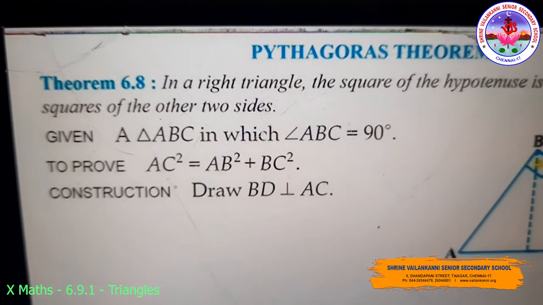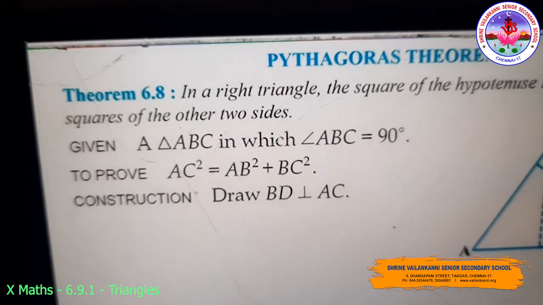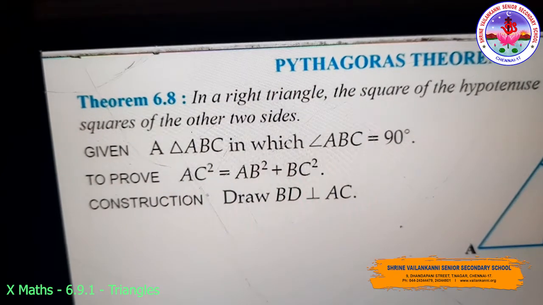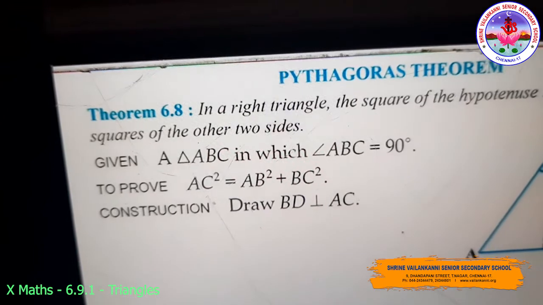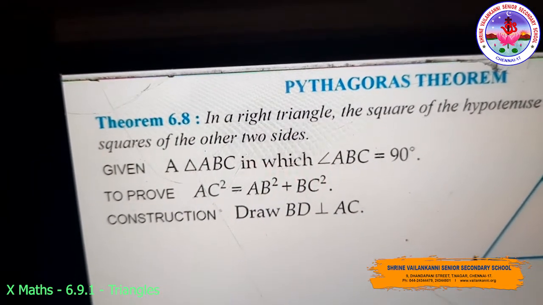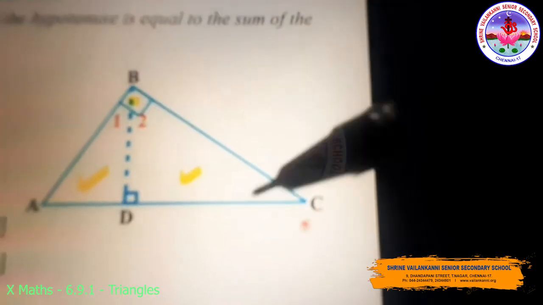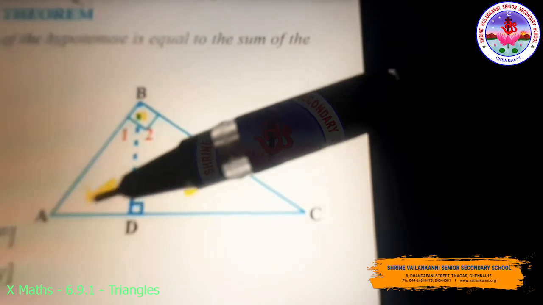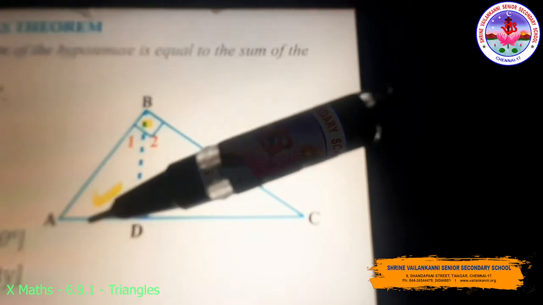Now coming to the proof, given triangle ABC in which angle B is equal to 90 degrees. We want to prove that the hypotenuse square is equal to the sum of the other two sides square. So we are doing a construction. Draw a perpendicular BD which is perpendicular to the base AC. So in the first case, I want to prove that triangle ABD is similar to triangle ABC.